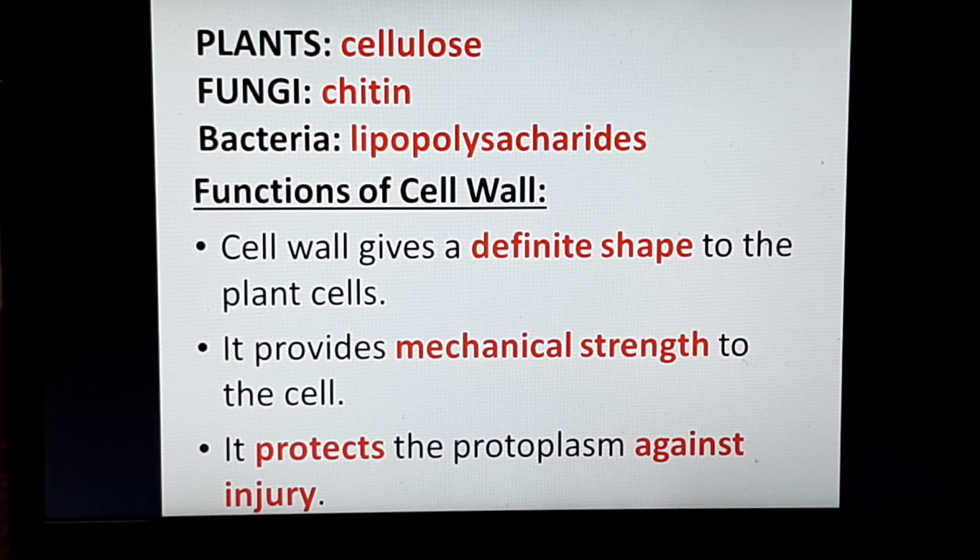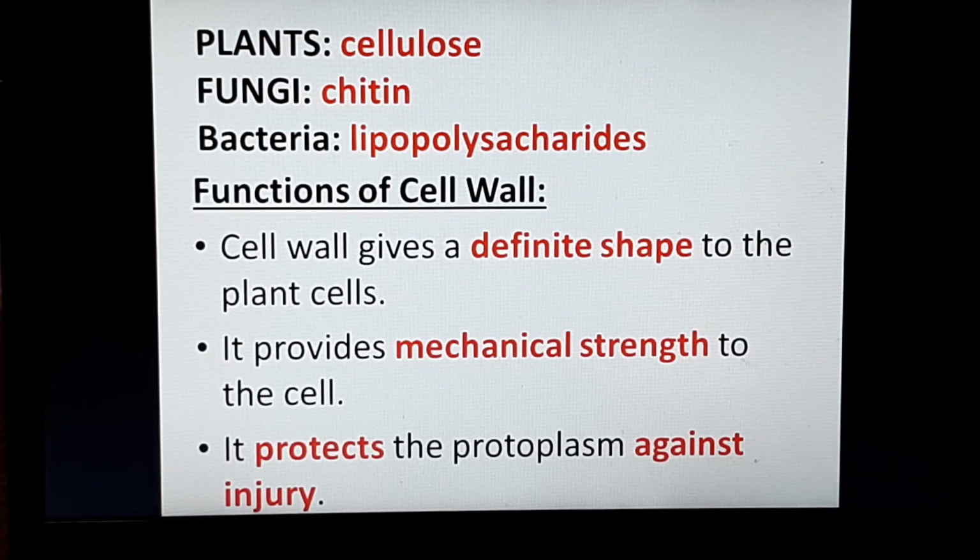Now, what are the functions of the cell wall? What is the significance of the cell wall in the plant cells and the bacterial cells? The cell wall gives a definite shape to the plant cells. A particular shape is due to the cell wall. The cell wall also provides mechanical strength. It is the protective covering, giving mechanical strength to the cell. Because of that mechanical strength, the cell can remain protected from injuries. So these are the basic functions of the cell wall. Clear? So this is all about the cell wall.